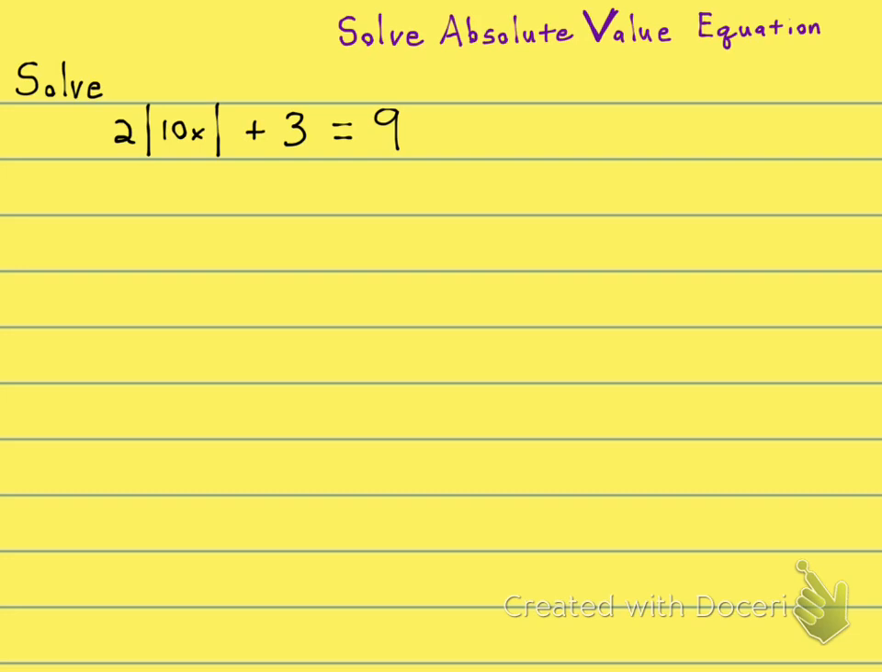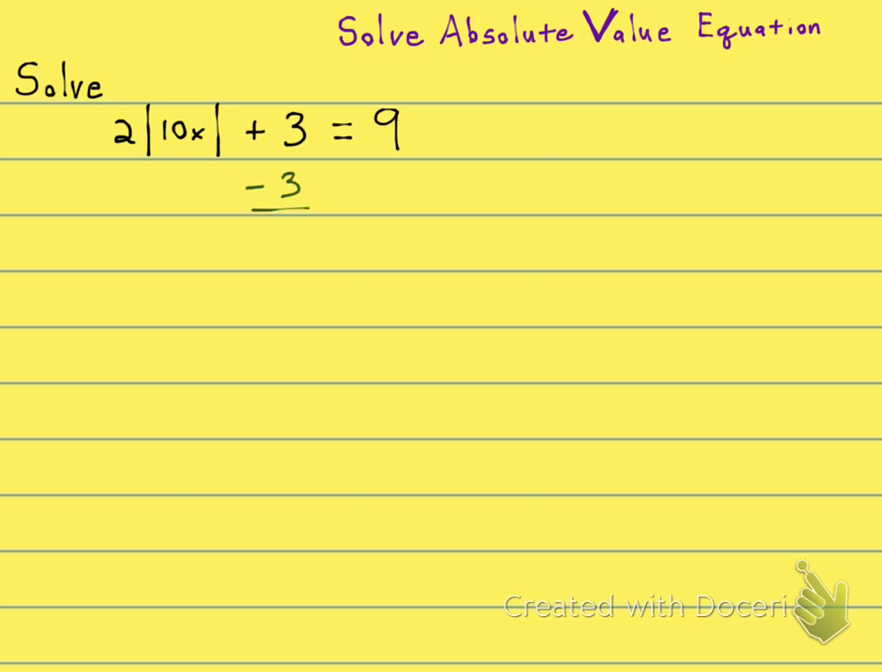And the first thing we need to do is get these absolute value bars on one side of the equal sign by themselves. Either side, they're on the left, I'll keep them on the left. In order to do that, I need to get rid of the 2, and I need to get rid of the plus 3. So let's go ahead and do it.